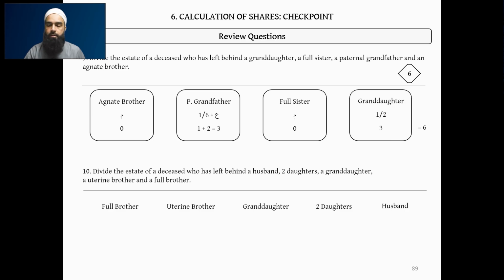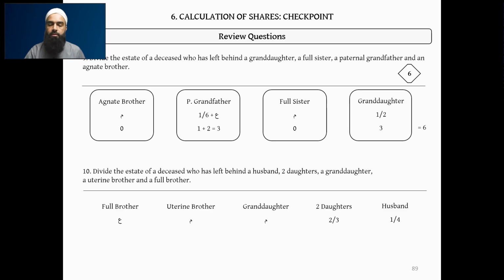To now reveal the answer, the husband receives a quarter, and the 2 daughters receive 2/3, because there are 2 of them. The granddaughter receives nothing now because there are 2 daughters. If there was only 1 daughter, the granddaughter would have received a 1/6. The husband receives the quarter because there is a child, the daughters, there. The uterine brother receives nothing because there are daughters there. And the full brother will now become the asaba, and will receive the agnatic shareholding.